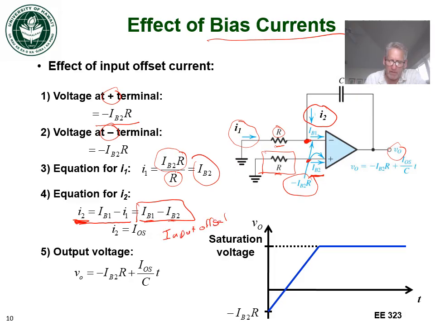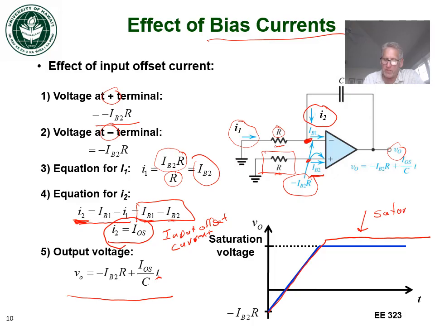that is, we have some input offset current, that is the difference between IB1 and IB2, then I2 takes on that value of this input offset current. And again, what happens is that the output voltage is now starting with IB2R at the negative terminal, and then we go IOS times T over C. So the same thing happens, that we're going to start at some voltage, this thing is going to go up and then saturate again from the offset current.